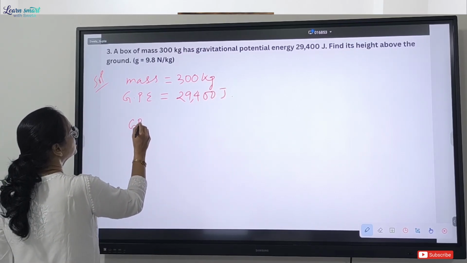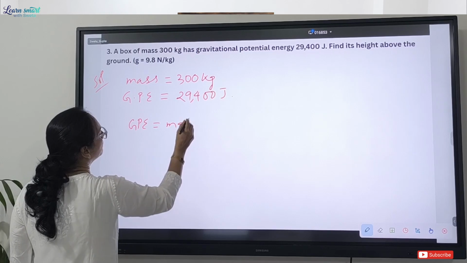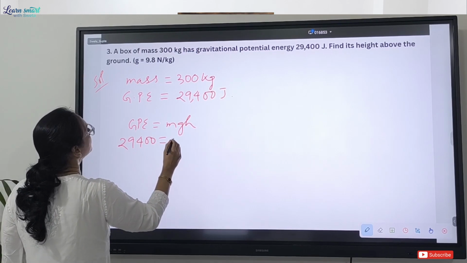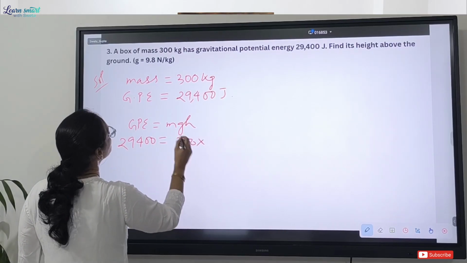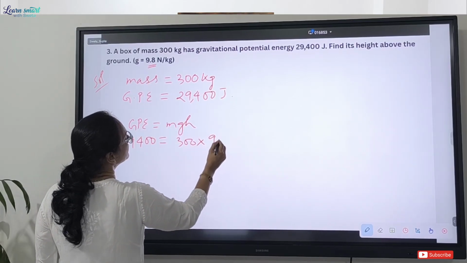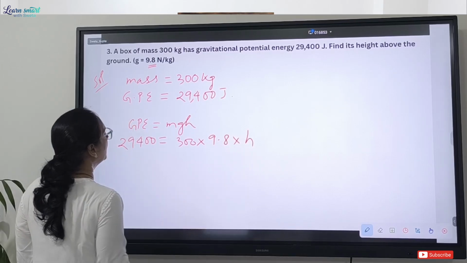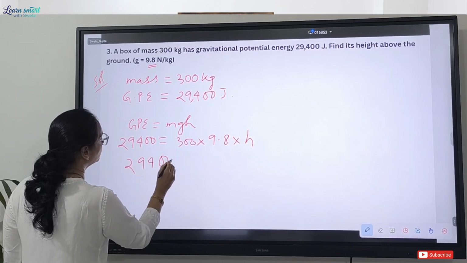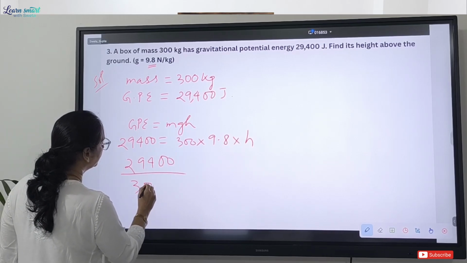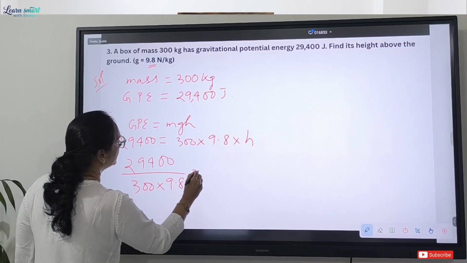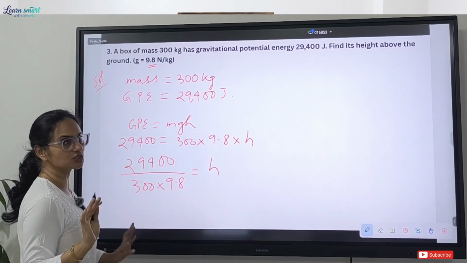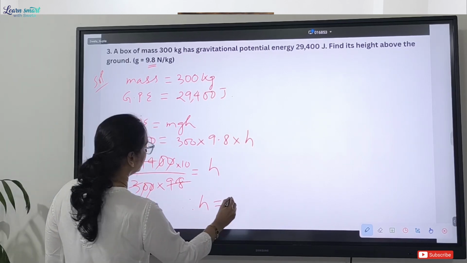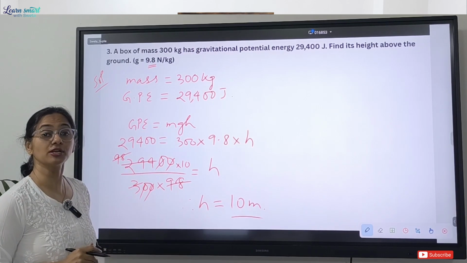So we know that gravitational potential energy is equal to mgh. Now just substitute the values. 29400 equals 300 into g, they have told to use 9.8. So we will take 9.8 into h. Now we have to calculate h, just solve it. 29400 upon 300 into 9.8 equals h. Just solve it. So we are getting height is equal to 10 meter. Let's see question number 4.